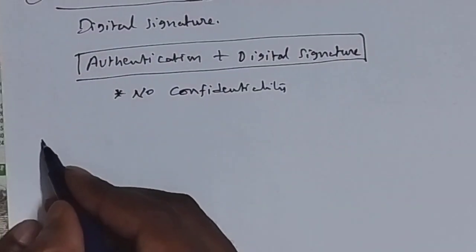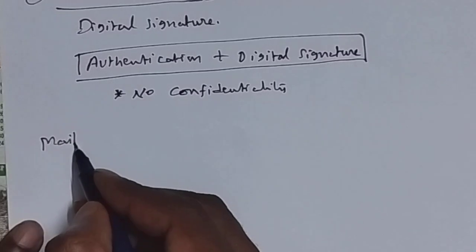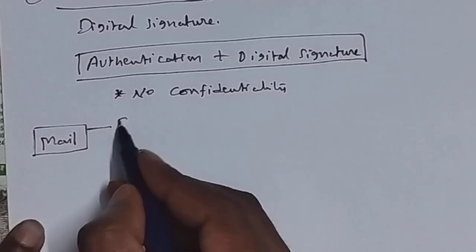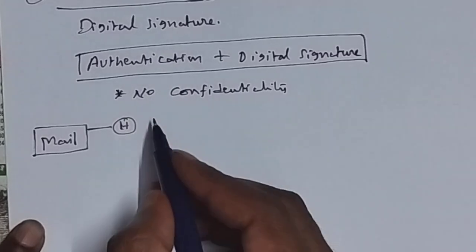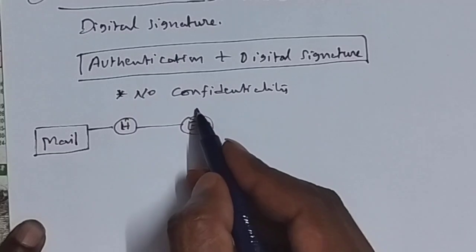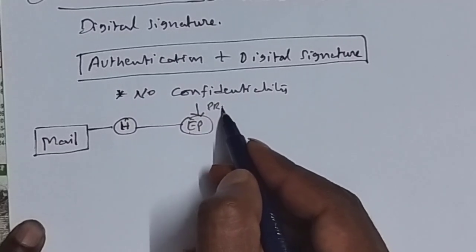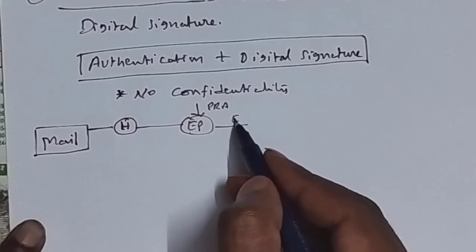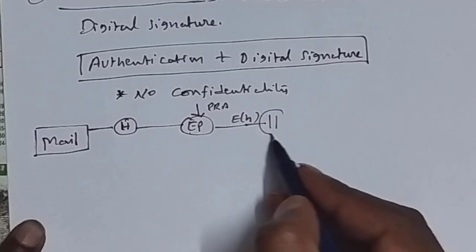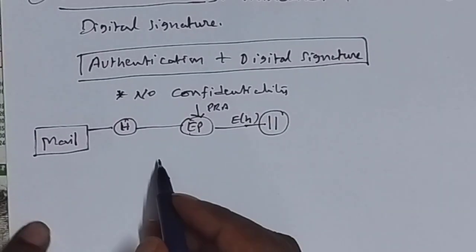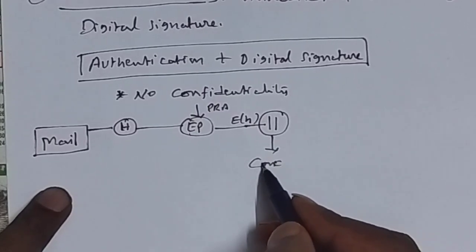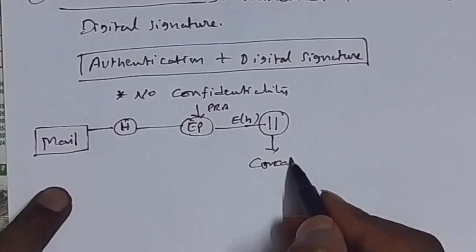Here an email is applied to the hash function, and after the hash function you get the hash code. That goes for encryption with the help of RSA. The symbol is called concatenation.